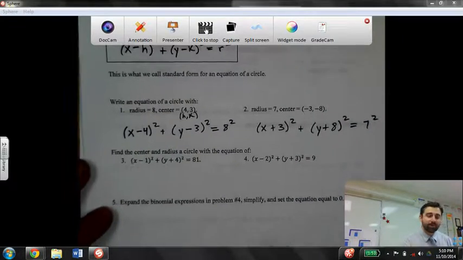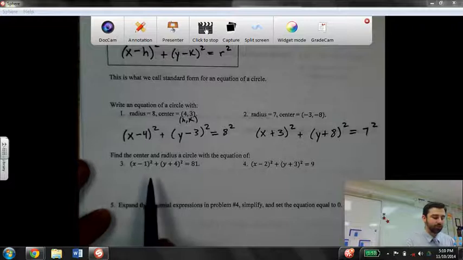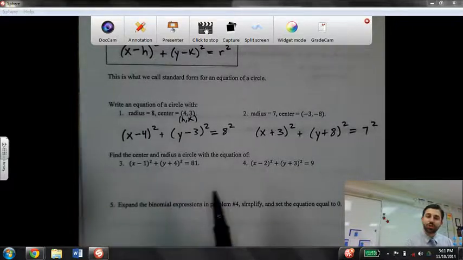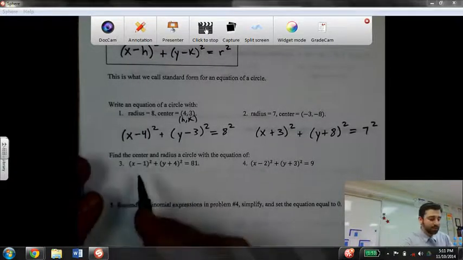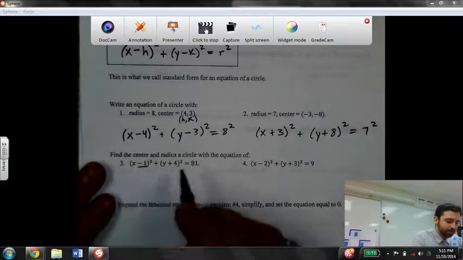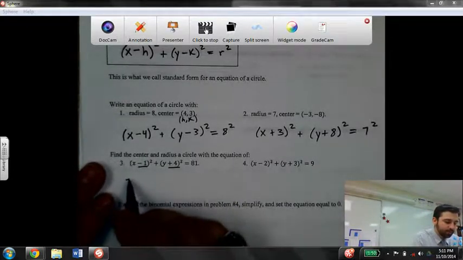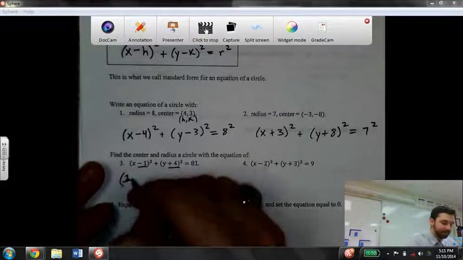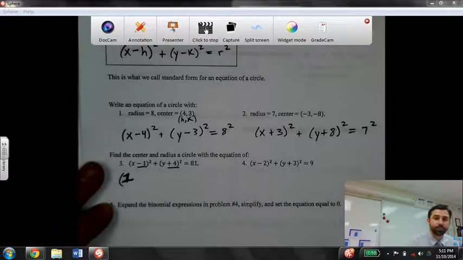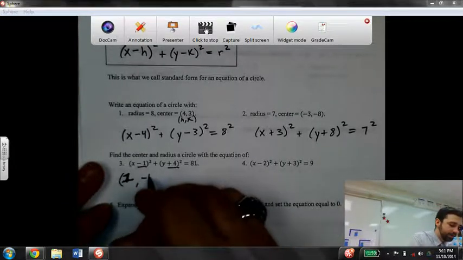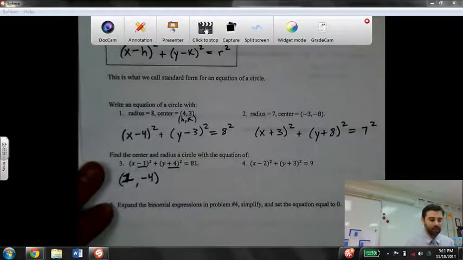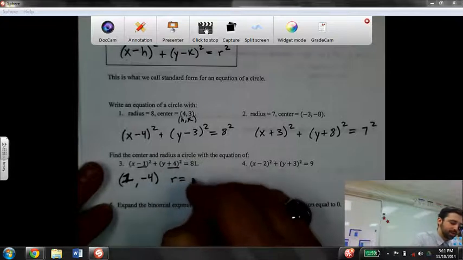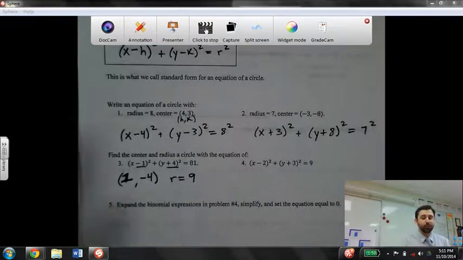Well, now if I'm given an equation of a circle, I should be able to find the center and radius. So from this, I know that a positive 1 is my x value for my center, and a -4 is the y value of my center, with a radius of 9, because the square root of 81 gives me 9. 9 squared is 81.